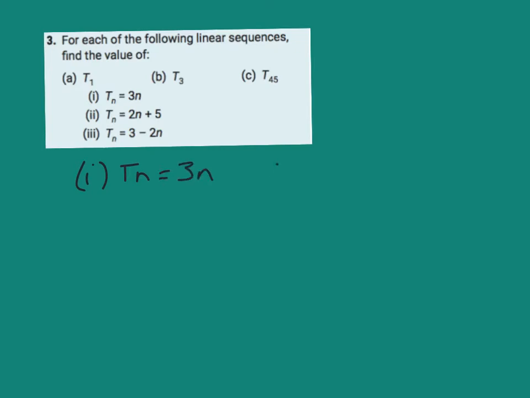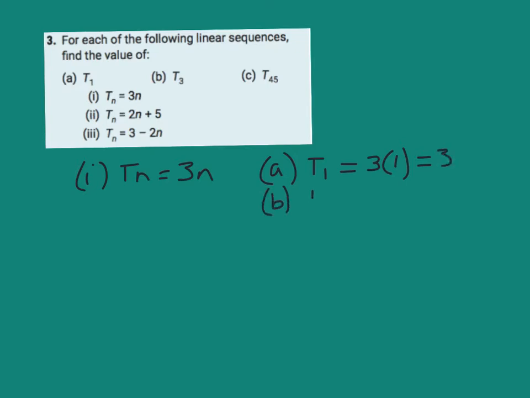So the first thing you had to find was T1. And all I'm going to do there, for anyone who might have missed class yesterday, is replace the n with 1. And when I do that, I have to put in brackets. So 3 multiplied by 1 gives me 3.